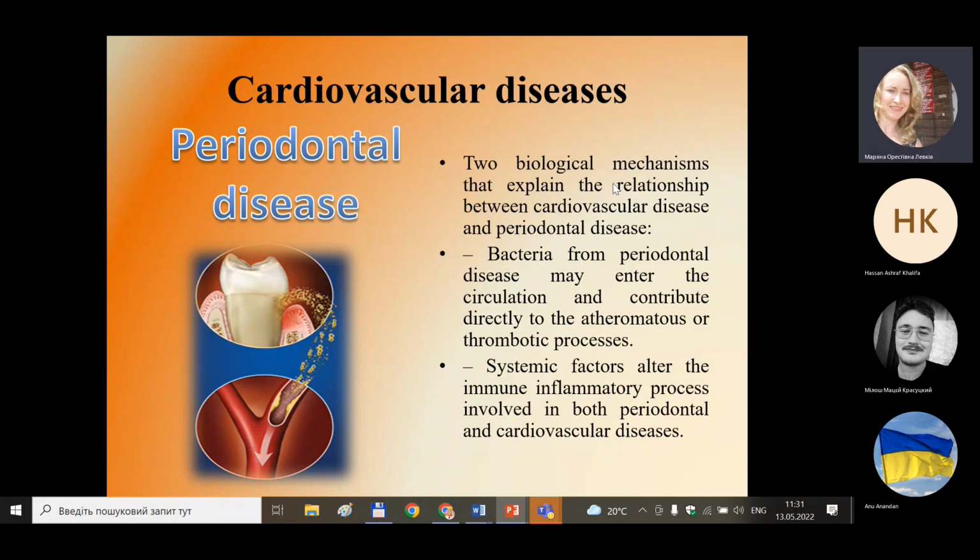So two biological mechanisms that explain the relationship between cardiovascular disease and periodontal disease are obvious. Bacteria from periodontal disease may enter the circulation and contribute directly to the atheromatous or thrombotic process. And systemic factors alter the immune inflammatory process involved in both periodontal and cardiovascular diseases.